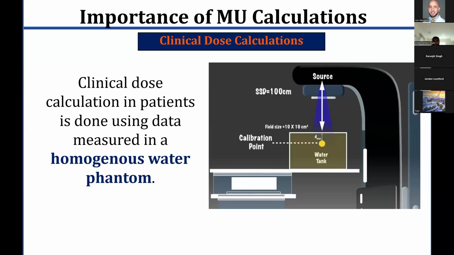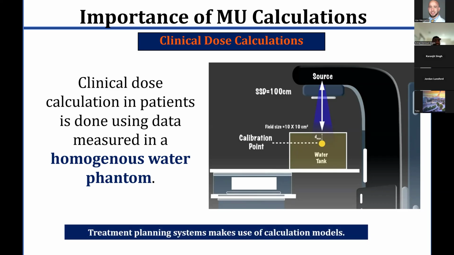Computing absorbed doses in a patient: typically, doses in patients are computed with the use of measured data in a phantom. That has been the standard of practice in radiation therapy since I can remember. The rationale is that direct measurement of absorbed dose in a patient is really impractical and often impossible. Therefore, treatment planning systems often make use of calculation models, since these measurements are not made directly in a patient. I thought that's something we need to keep in mind.